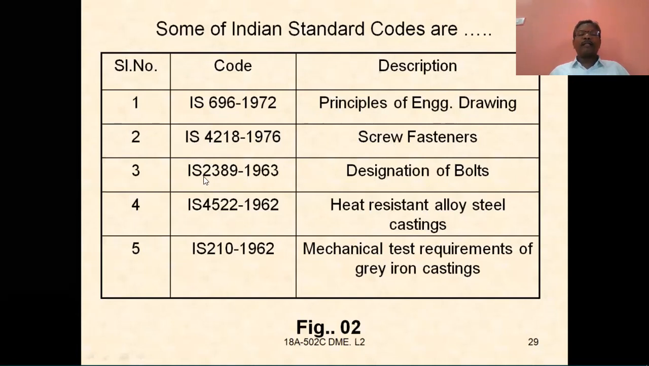And next is IS 2389-1963, design of bolts. Right? And IS 4522 of 1962, heat resistant alloy steel castings. And next is IS 210 of 1962, mechanical test requirements of gray iron castings.